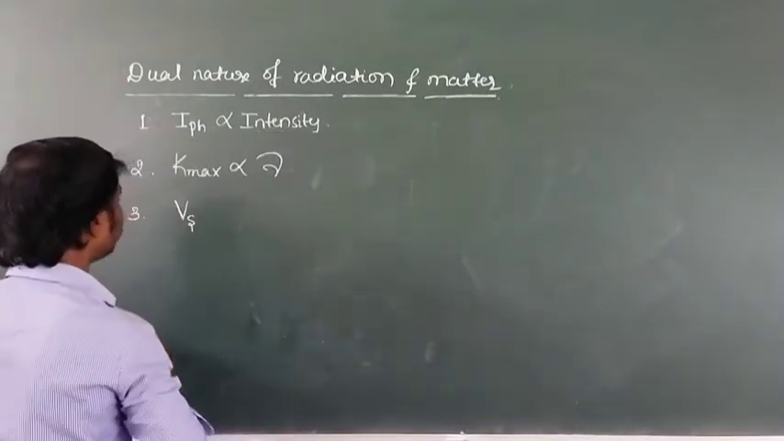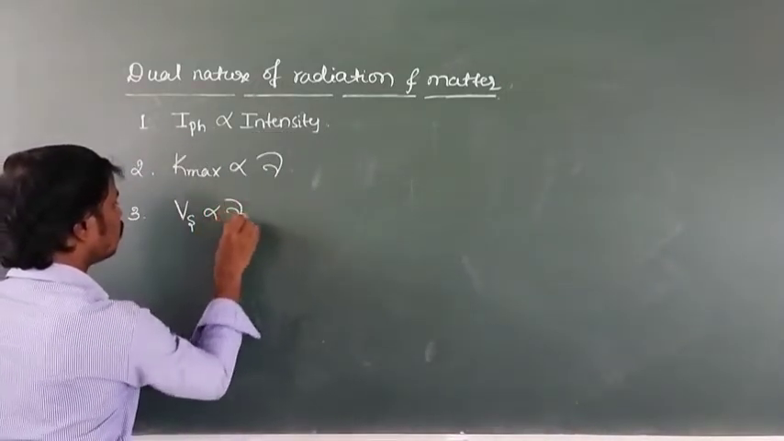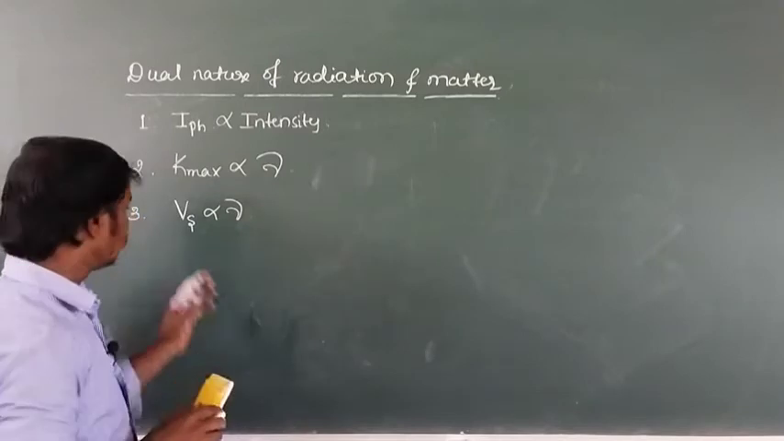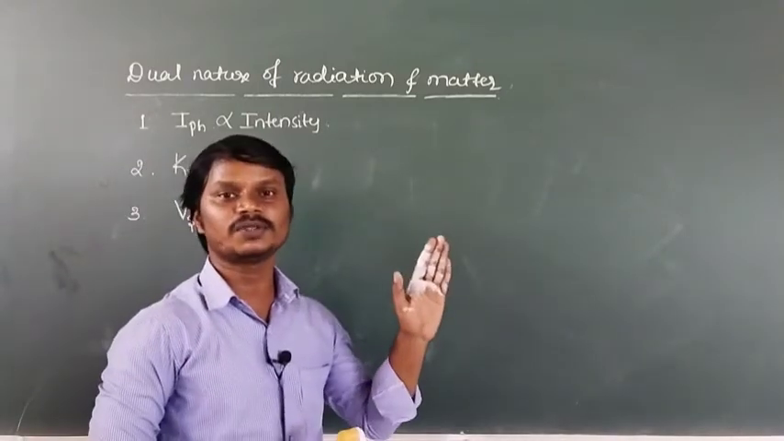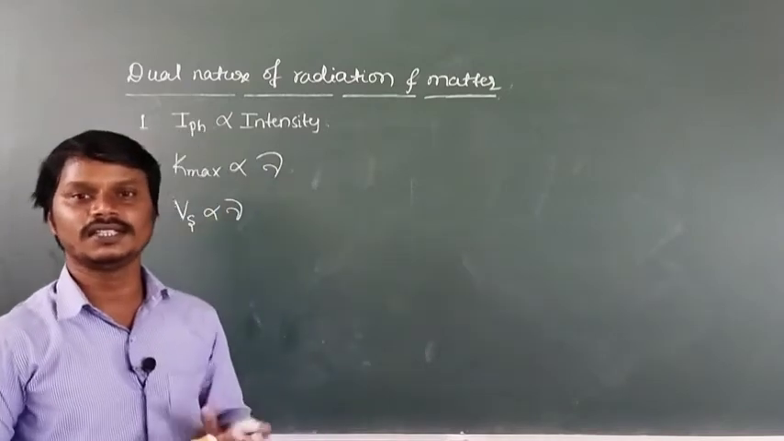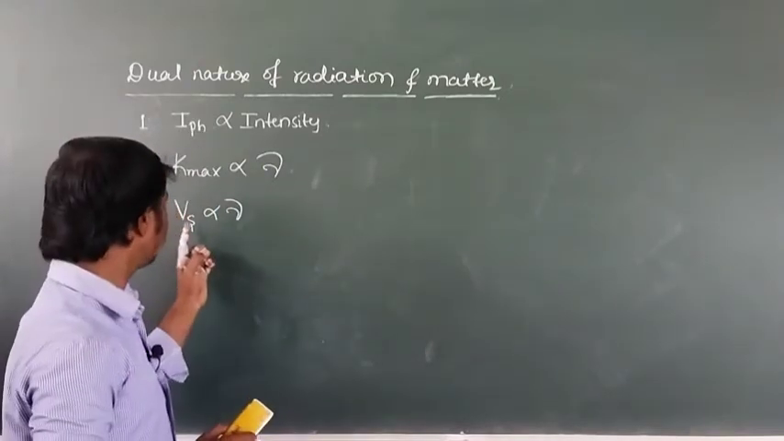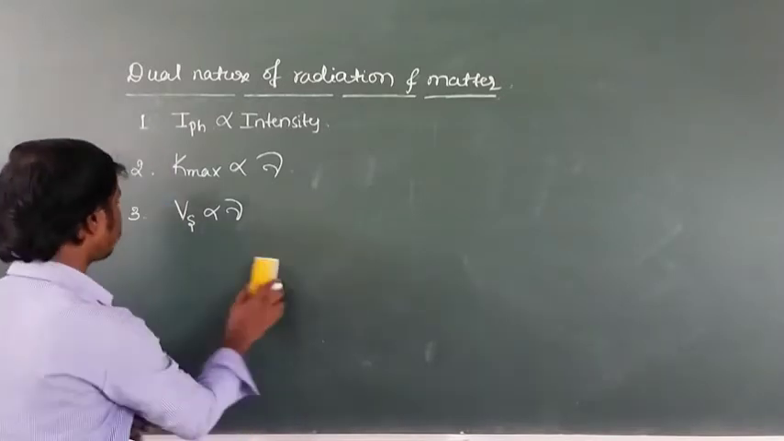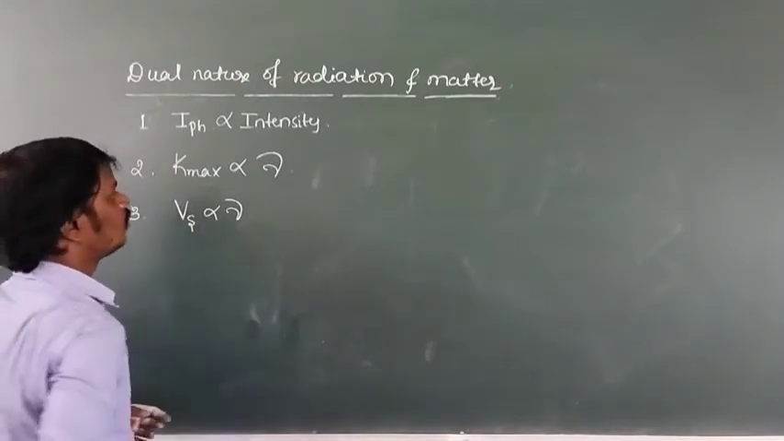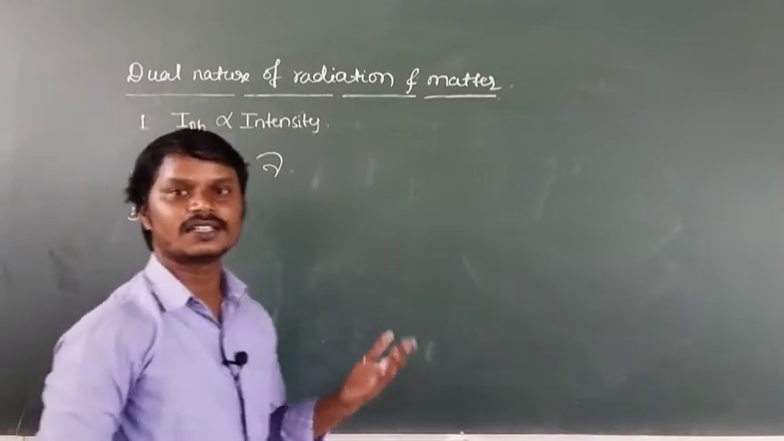So stopping potential is directly proportional to frequency. And one more, stopping potential is independent of intensity. So stopping potential only depends on frequency. Okay. Now, this is all about the laws of photoelectric effect.